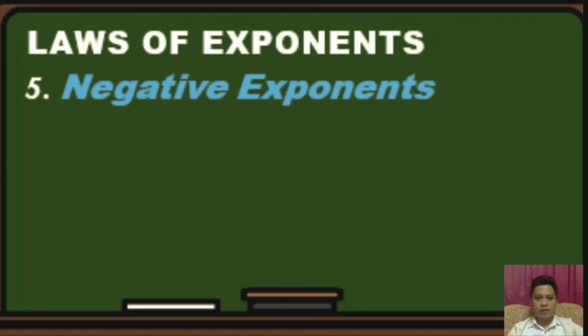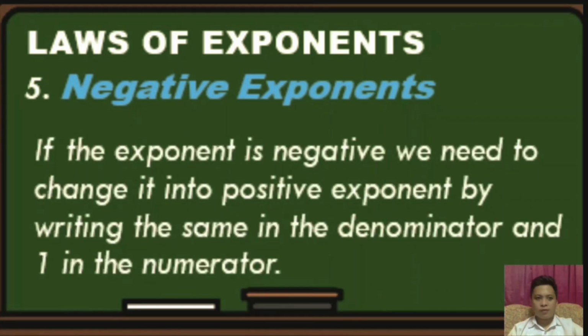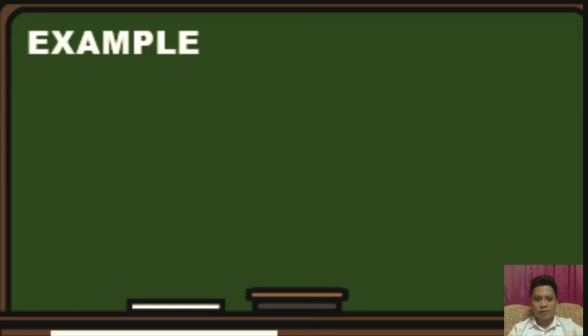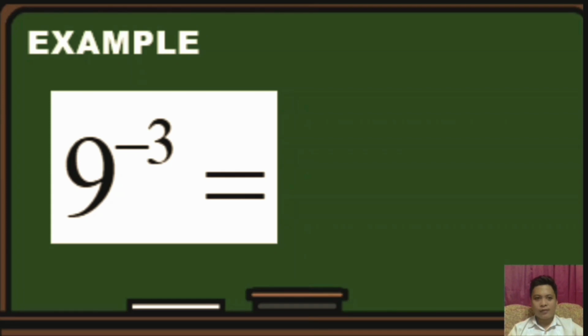Number 5, negative exponents. If the exponent is negative, we need to change it into a positive exponent by writing the same in the denominator and 1 in the numerator. Let us cite an example. 9 raised to negative 3. As you can see, the exponent in this example is negative. So how are we going to solve this?